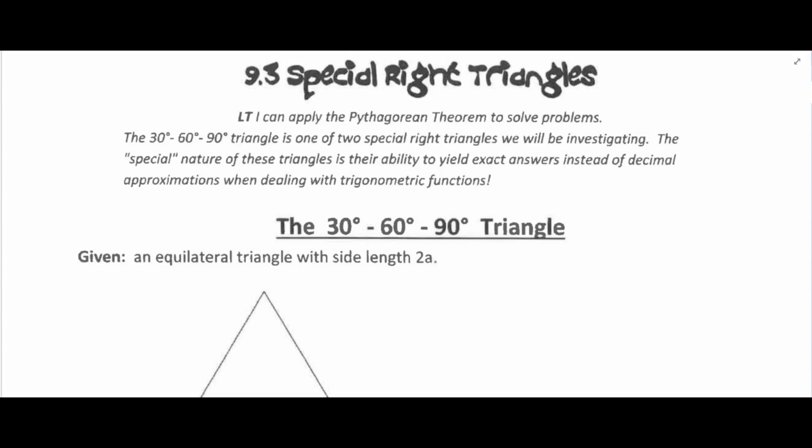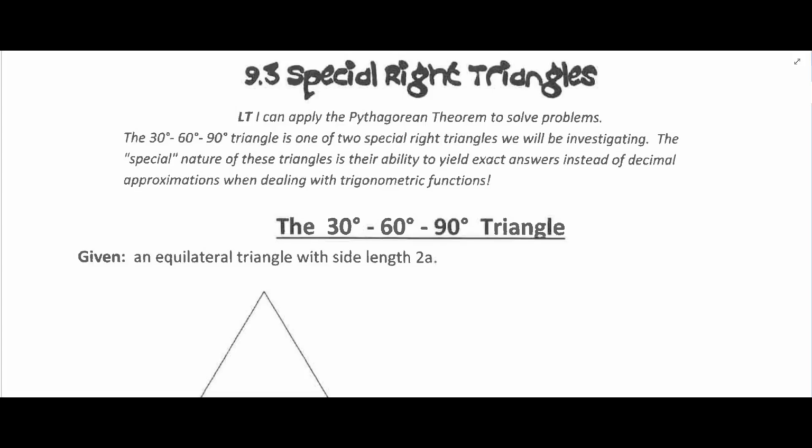The 30, 60, 90 triangle is one of two special right triangles we will be investigating. The special nature of these triangles is their ability to yield exact answers instead of decimal approximations when dealing with trigonometric functions, which we'll talk more about this semester as well.